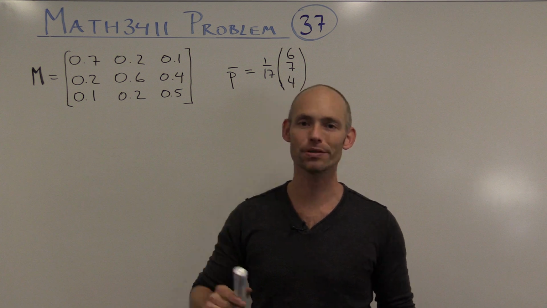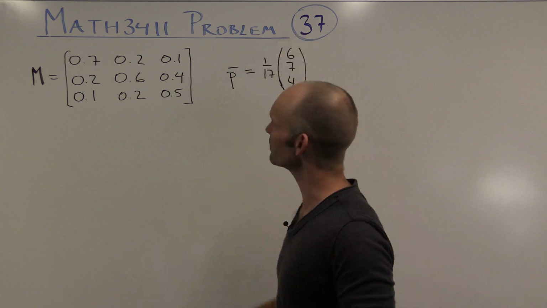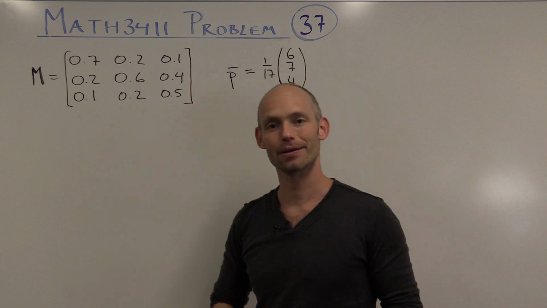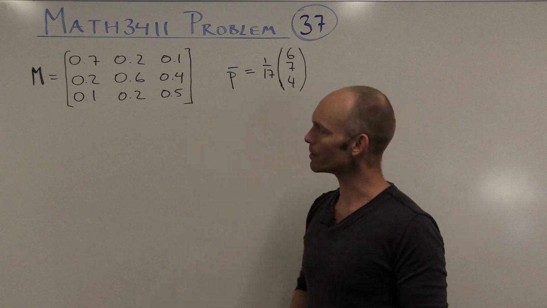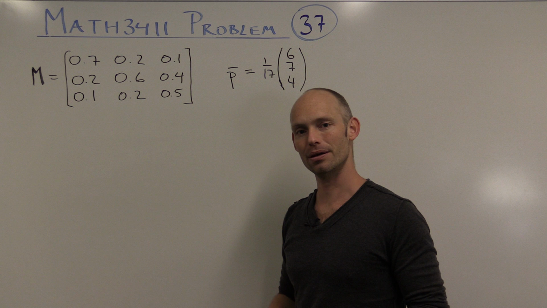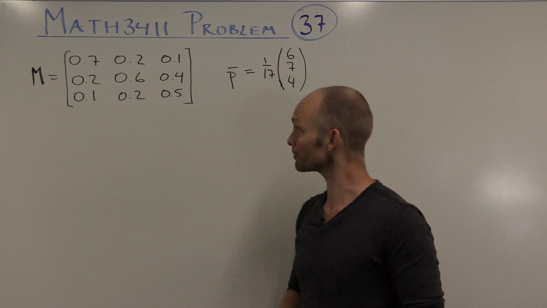My name is Thomas Britz and I'll be looking at problem number 37 from the course MATH3411. This problem is about Markov chains and using them to encode Huffman codes.